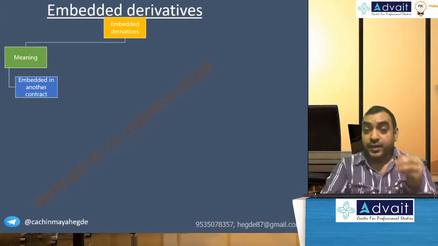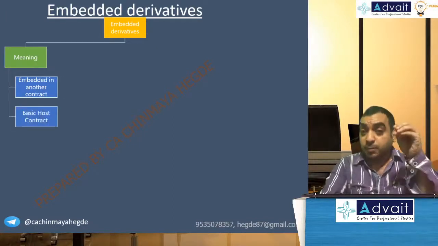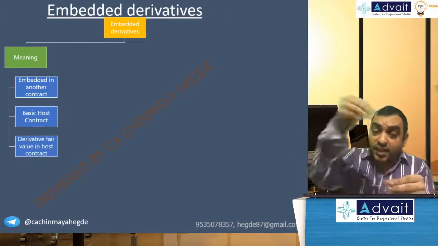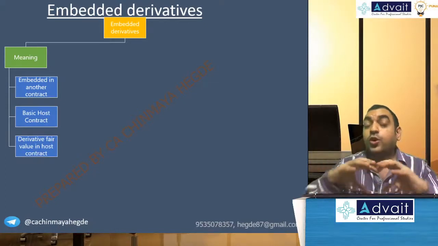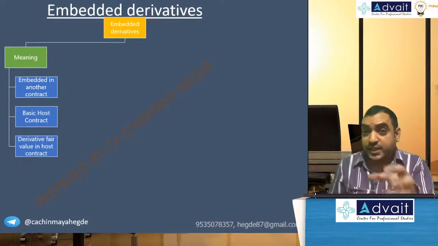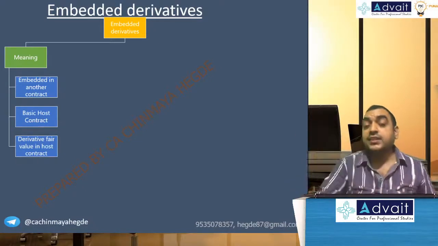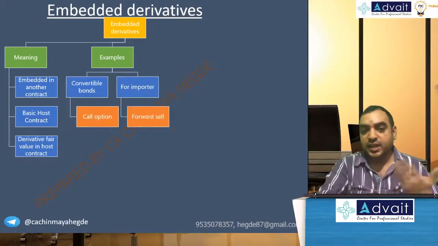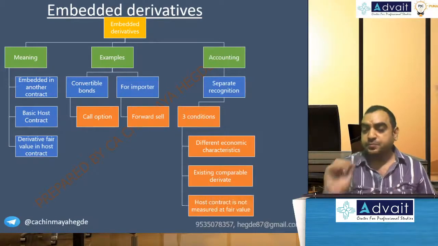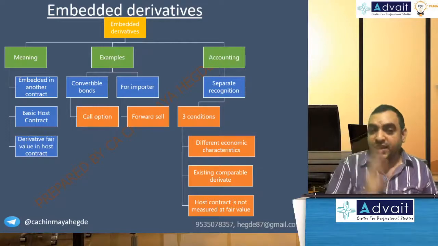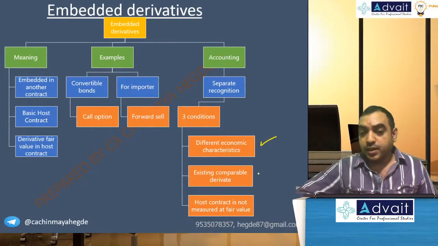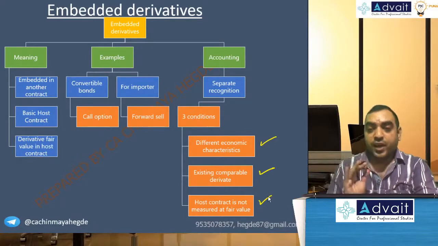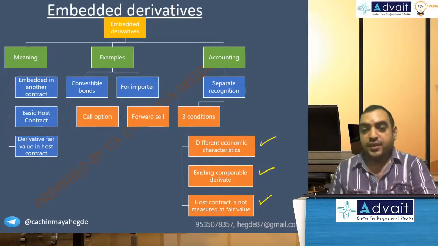Embedded derivative is embedded in another contract. There is a basic host contract and a derivative in the host contract. So the diamond watch or the golden cover on the mobile, that is the host contract and the gold is the embedded derivative. Examples can be convertible bonds, importer and so on. For accounting, if you want to separate it, three conditions must be satisfied: different economic characteristics, existing comparable derivative, and the host contract is not measured at fair value. Let me give an example of these three points.